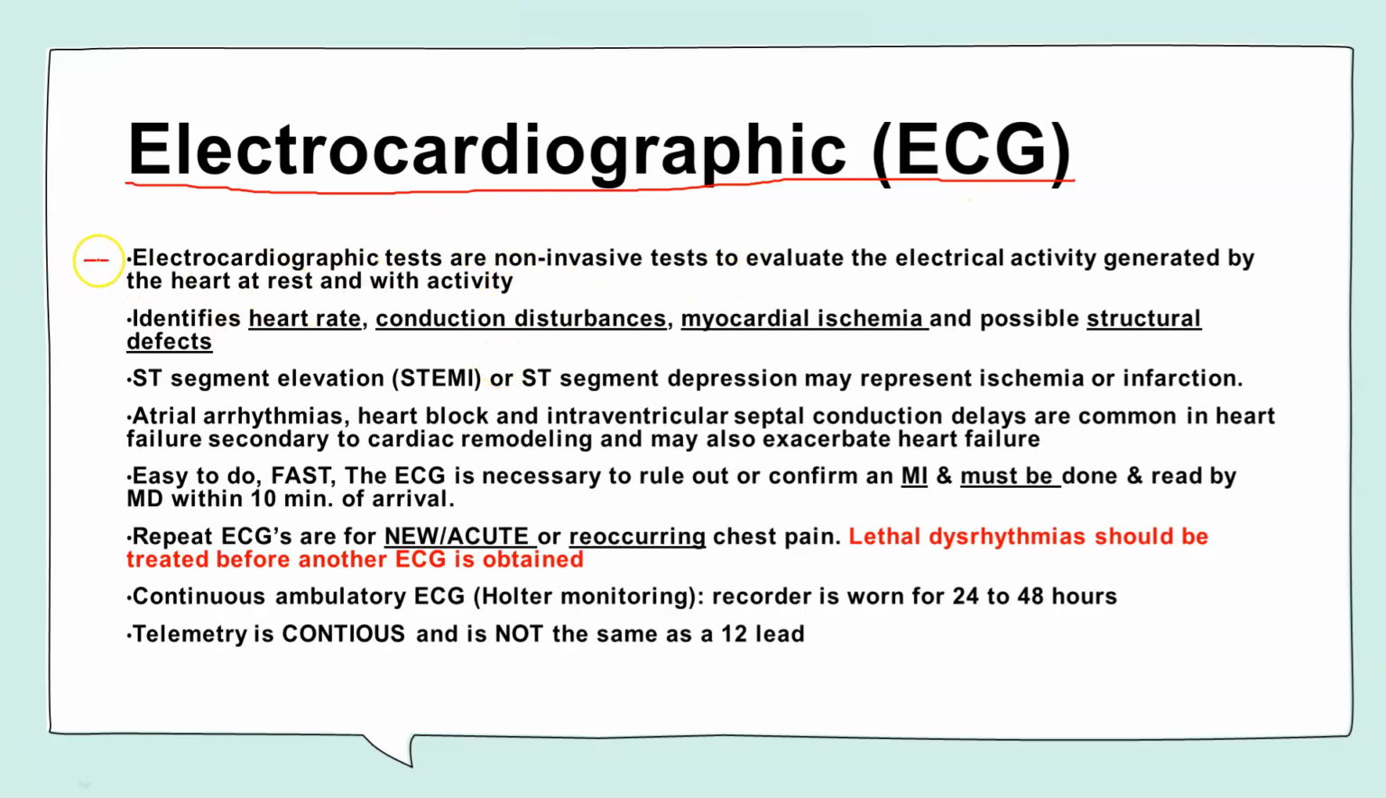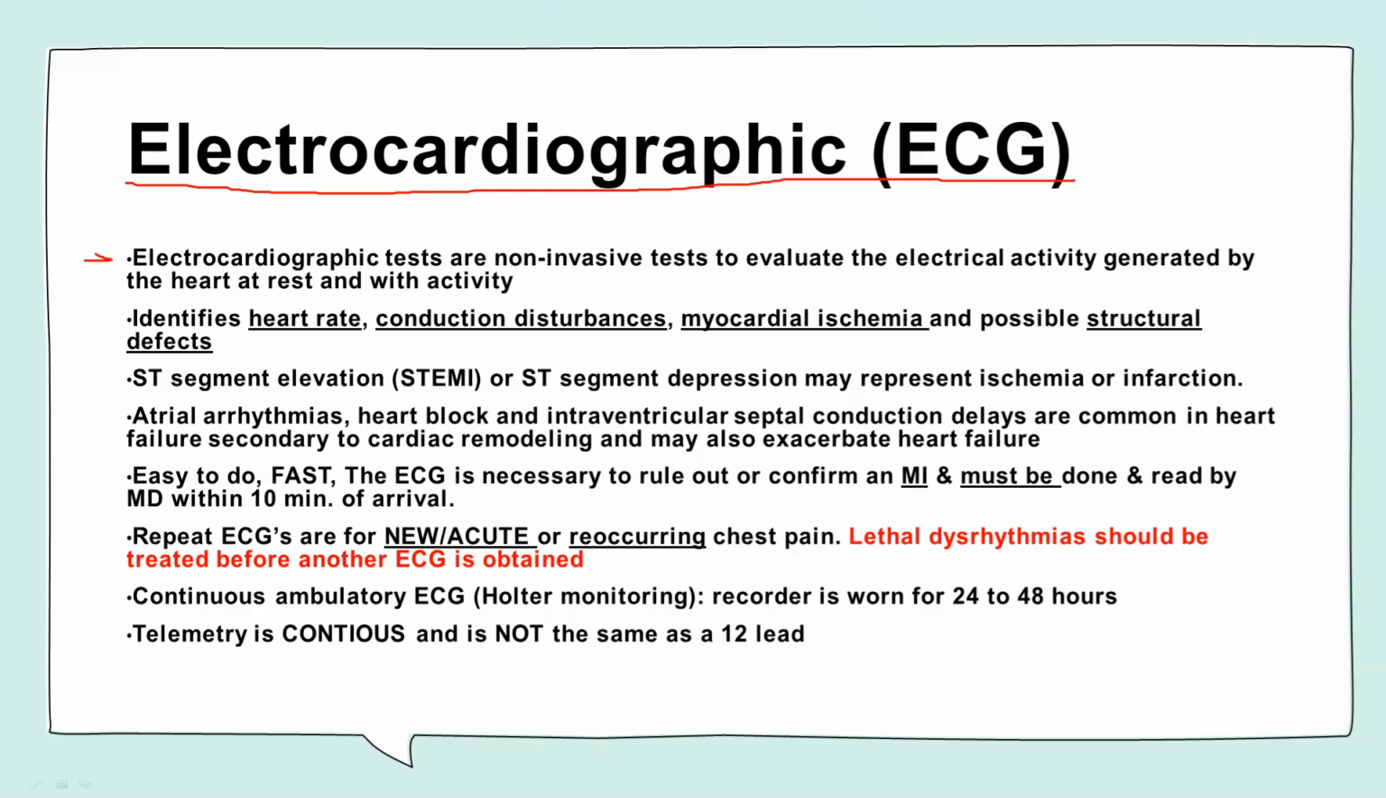So generally speaking, it's a non-invasive test used to evaluate the electrical activity of the heart. It helps us identify heart rate, any kind of conduction disturbances, if there are issues with myocardial ischemia, or possibly structural defects. That would be more typical with your 12 lead, where it's telling you, suspect anterior MI and ventricular septal hypertrophy, something along those lines.